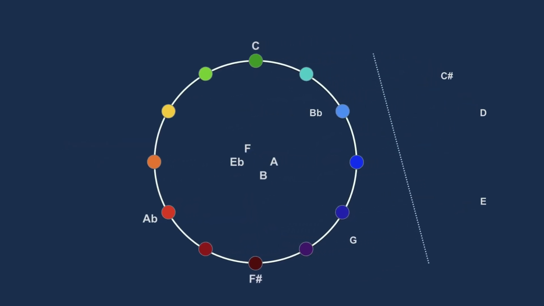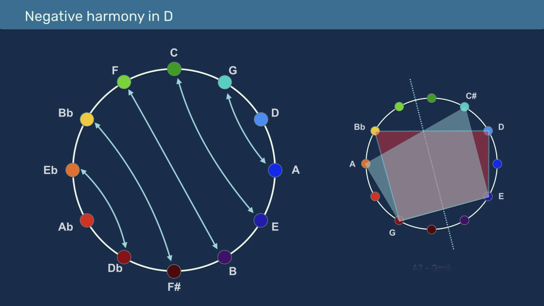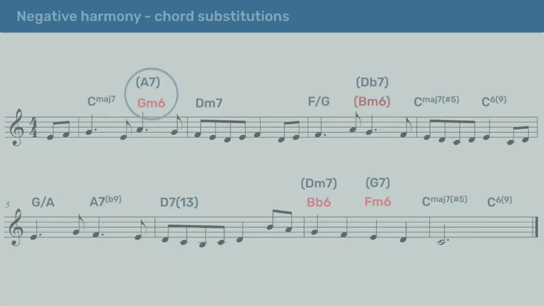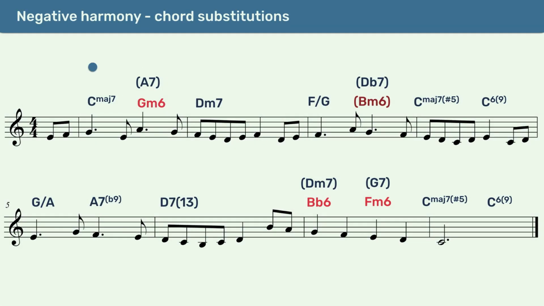Here we have the circle of fifths diagram with the pairs of roots in D, and at the right we have the pitch class space with the D axis. As we can see, A7 inverts into G minor 6th. So we can use G minor 6th in the place of A7. It sounds more conventional, right?